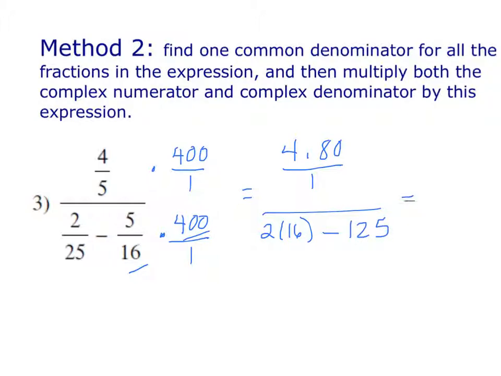Okay, so that's going to end up to be 320. This is a lot of numbers, huh? So 125 minus 32 is, so over negative 93. Holy cow. Okay, so that's a lot of reducing.